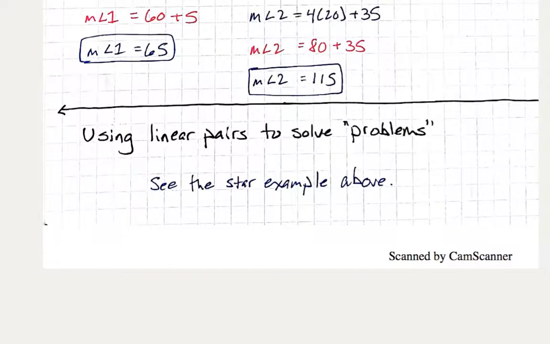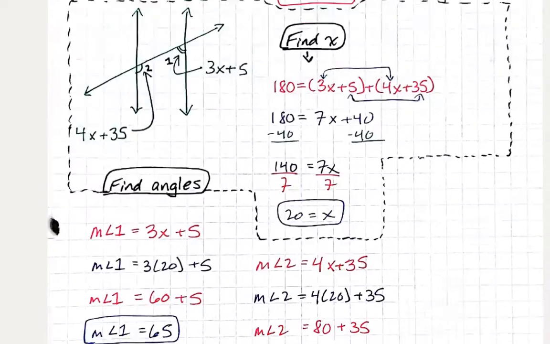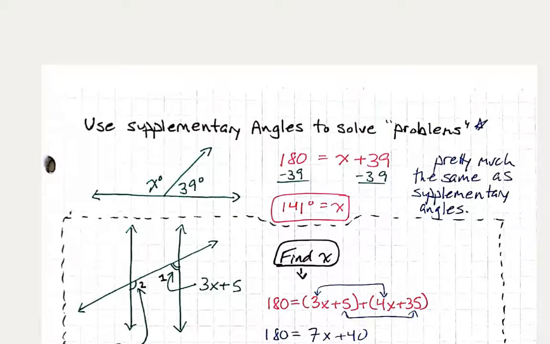All right. If I want to use linear pairs to solve problems, it's the same thing we did above, so I go back up here. Nine out of 10 times, 10 out of 10 times, if you have to solve a problem like this that involves a linear pair, it's because they're supplementary. You just set it up this way.